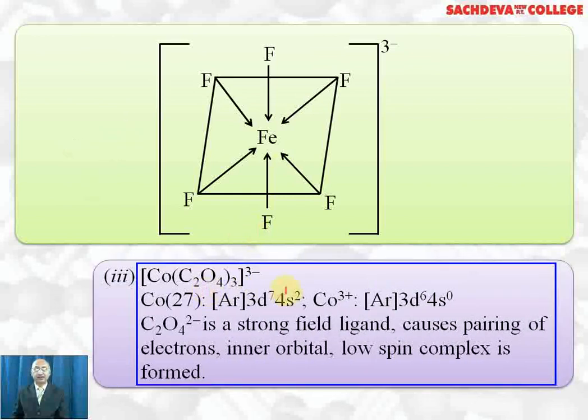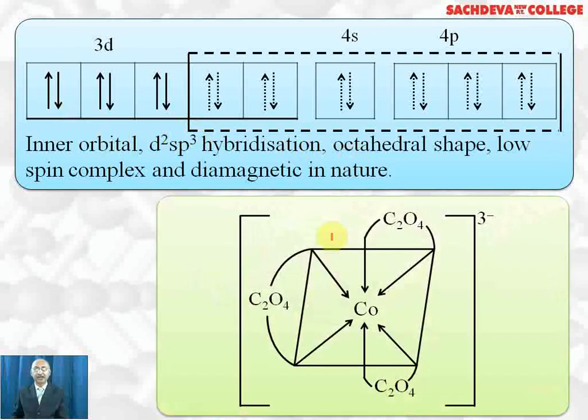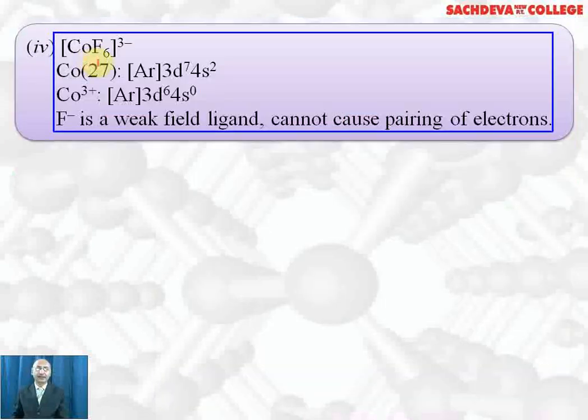Trioxalatocobaltate(III): cobalt is 27, 3d7 4s2; cobalt(III) is 3d6 4s0. Oxalate ion is a strong field ligand, causes pairing of electrons, and forms an inner orbital complex and low spin complex. In 3d6, all electrons are paired. d2sp3 hybridization takes place with octahedral shape. It is diamagnetic in nature and a low spin complex. This is the shape of the complex, which is octahedral.